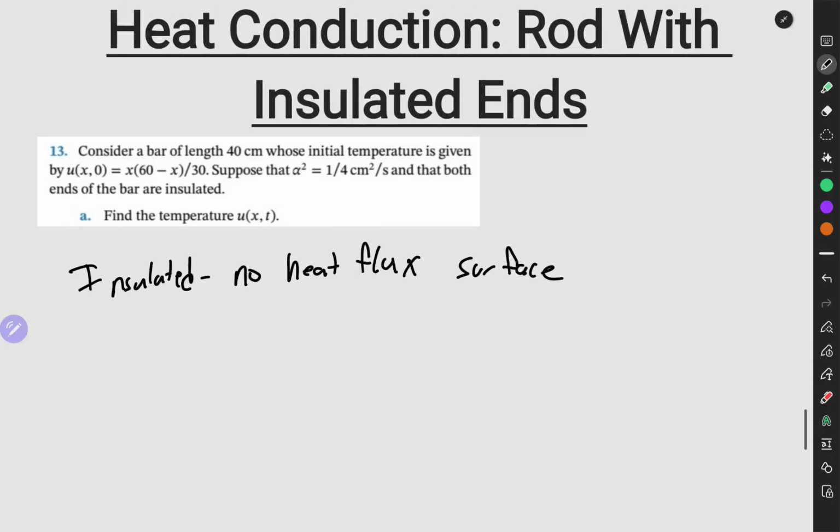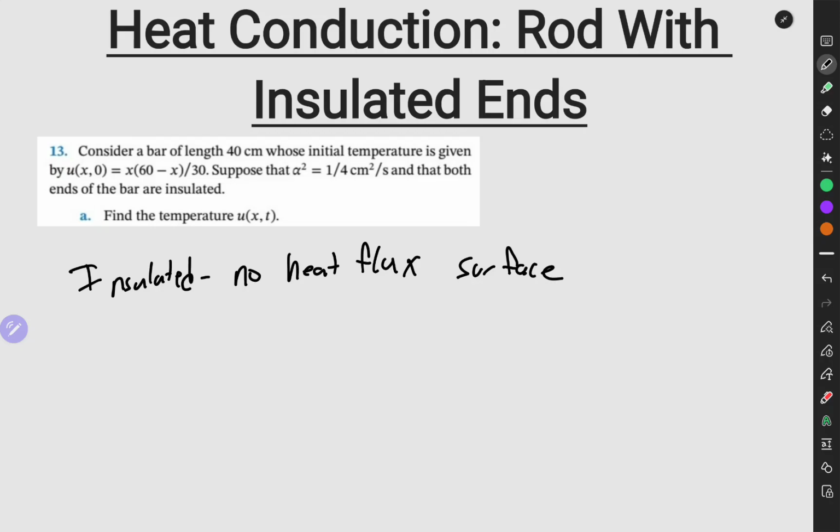A typical misconception is that it means there's no temperature change, but that's not true. The temperature can still change. It just means that as the rod changes temperature, the ends are never going to reach an equilibrium because the heat can't escape from the ends. So it's always going to increase. If you're heating the rod, the ends are always going to increase in temperature because they're insulated. It doesn't mean that the temperature is not going to change. That's a common misconception with insulated.